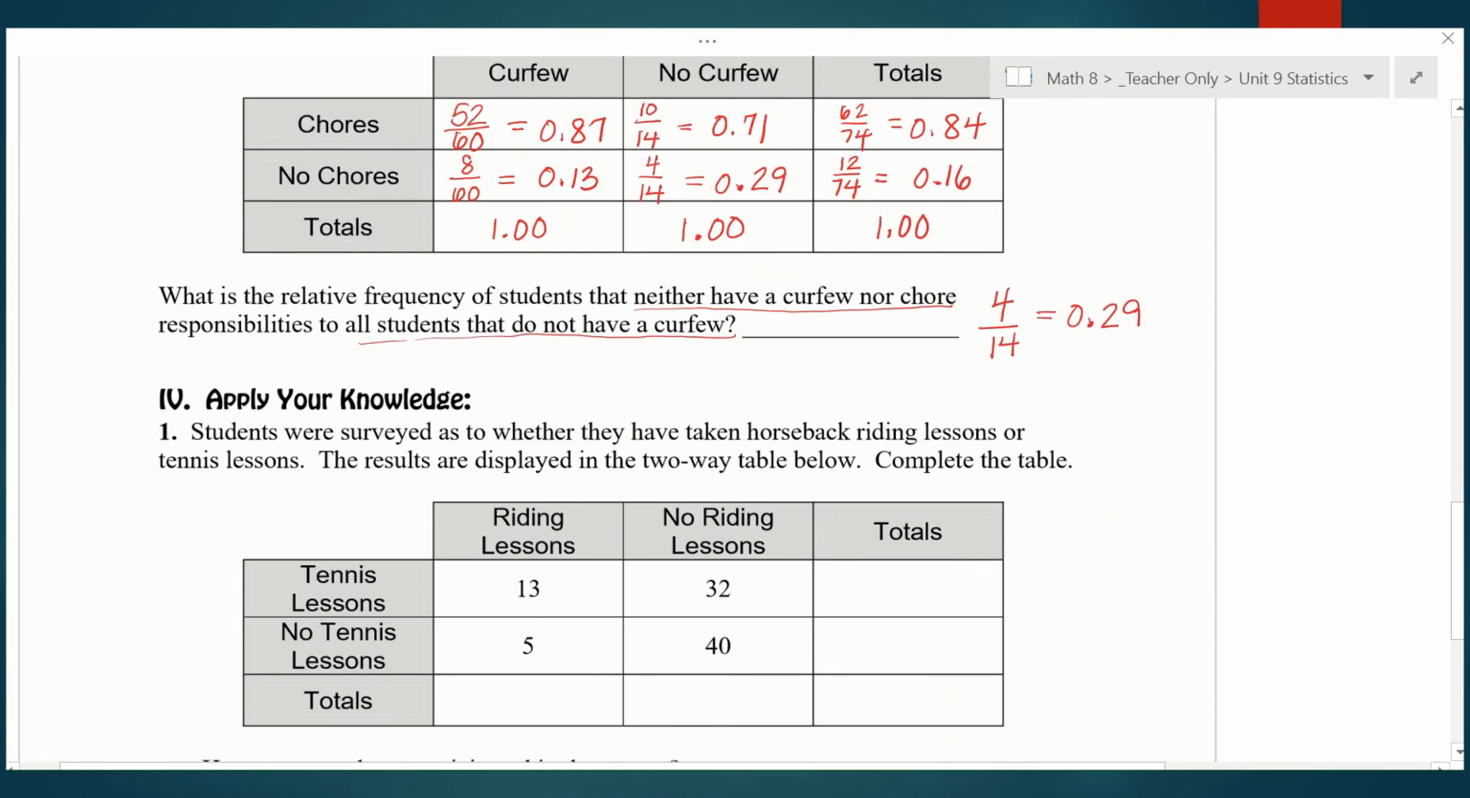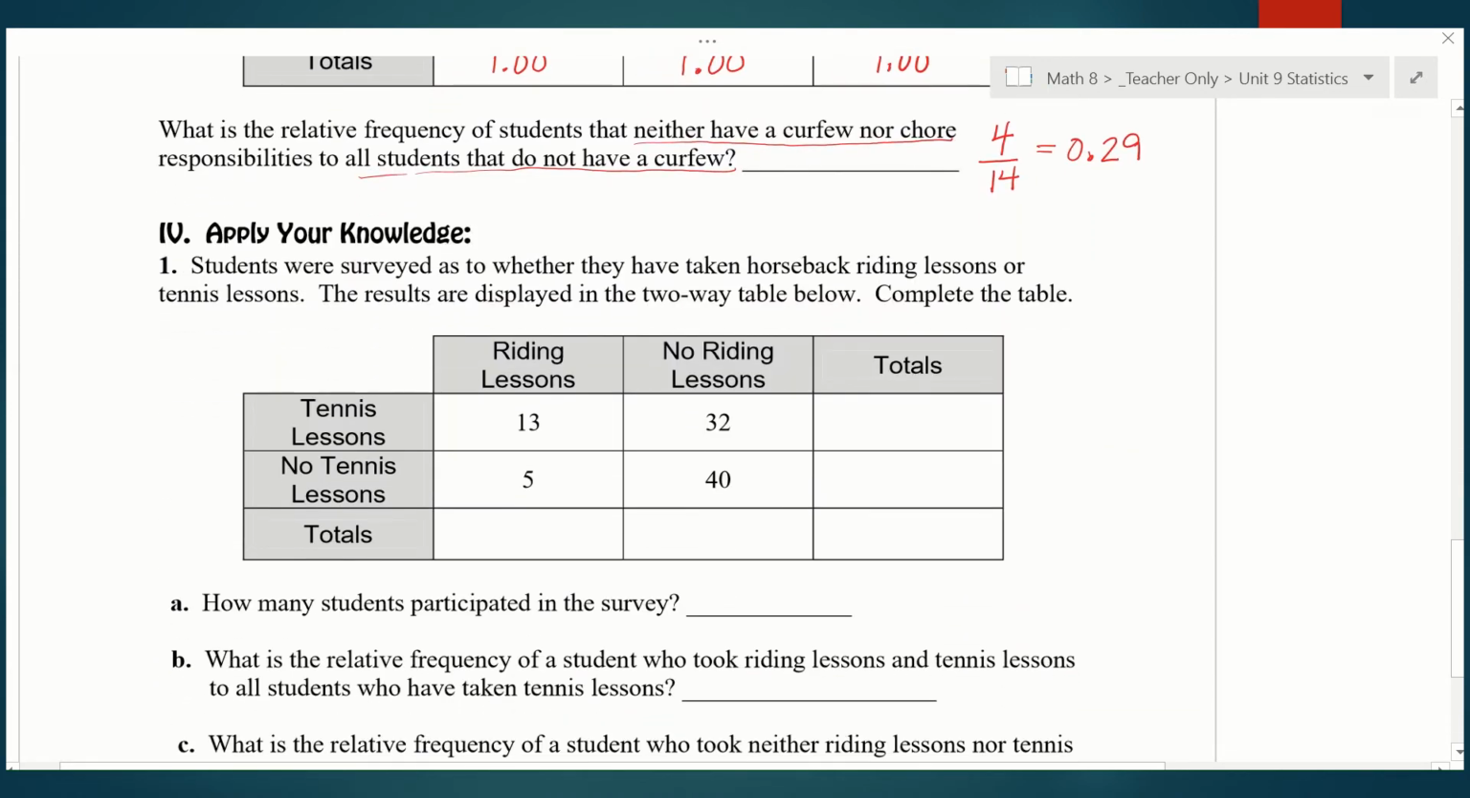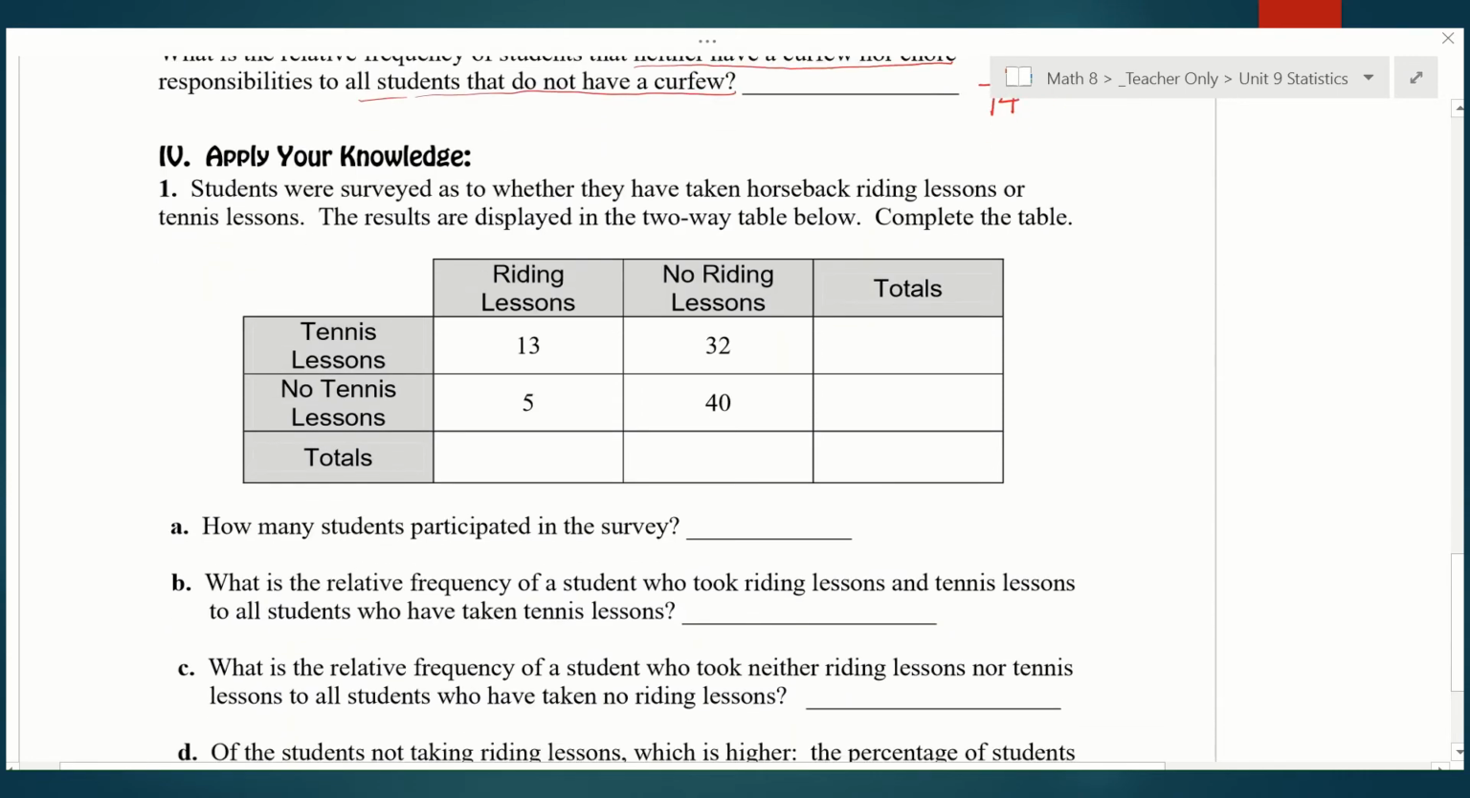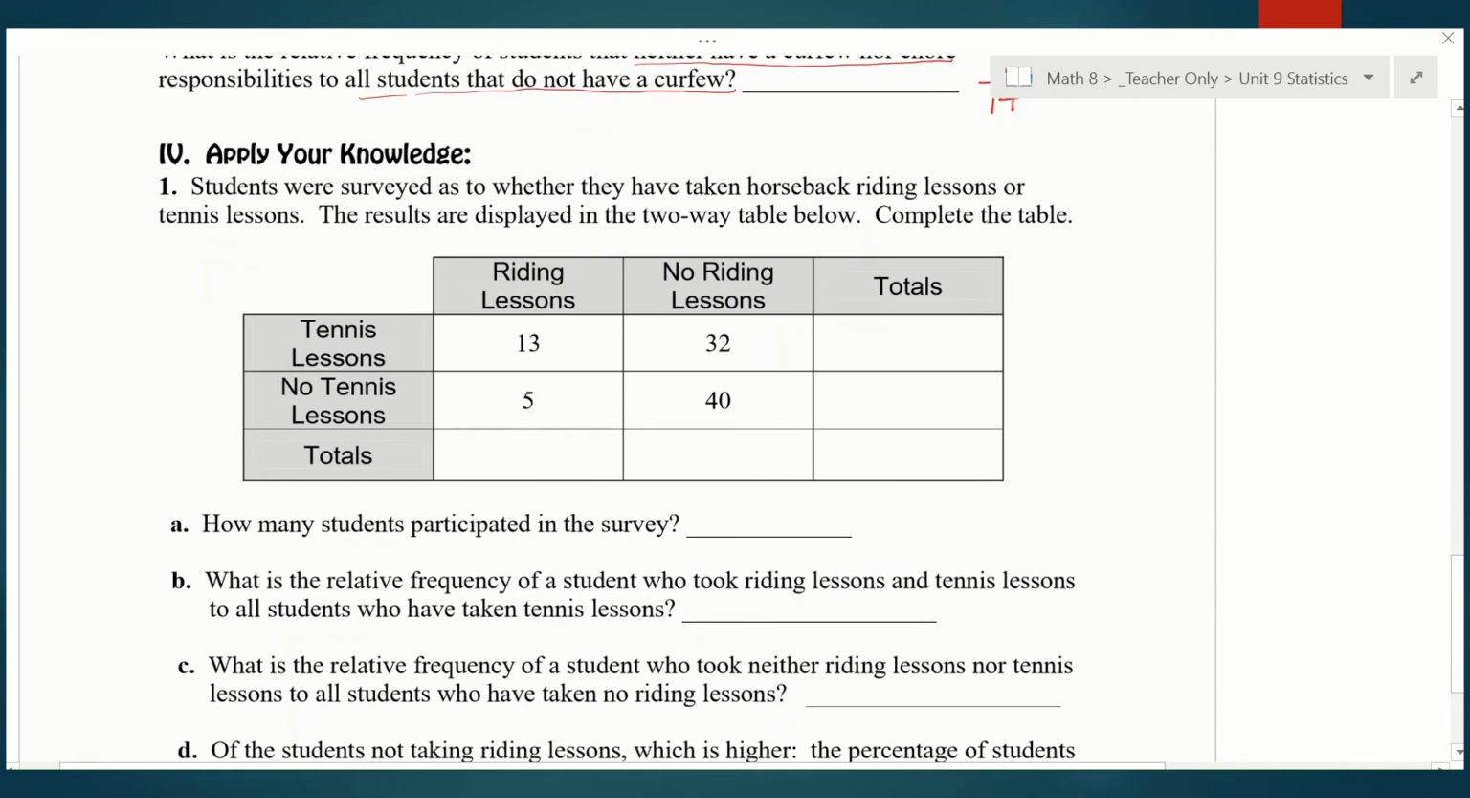All right, so let's do a second example here just to see how we do with it. This one says, students were surveyed as to whether they have taken horseback riding lessons or tennis lessons. The results are displayed in the two-way table below. Complete the table. This is kind of nice. They filled out really all the important cells for us. We just have to come up with the totals.